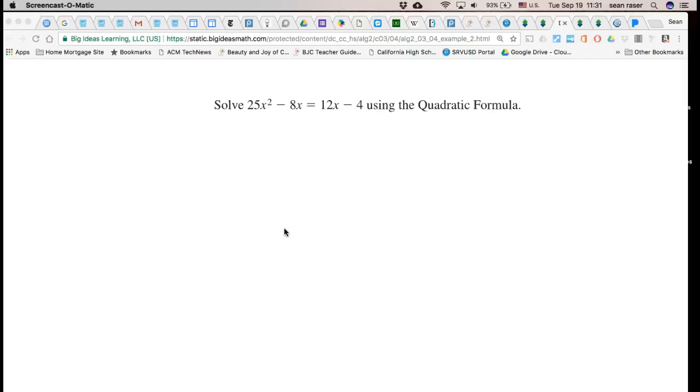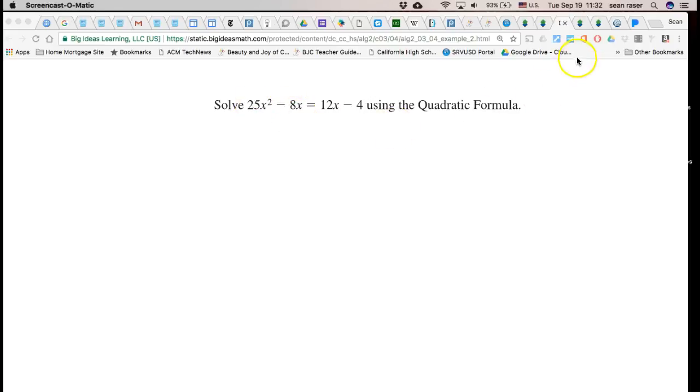So just because you come up with a single answer does not mean you did things incorrectly, or if you get an imaginary answer. Those are all perfectly acceptable results for solving a quadratic equation. So you want to keep that in mind. Again, the key is to make sure that you are doing your work slowly and going through it one step at a time. So let's look at this example.